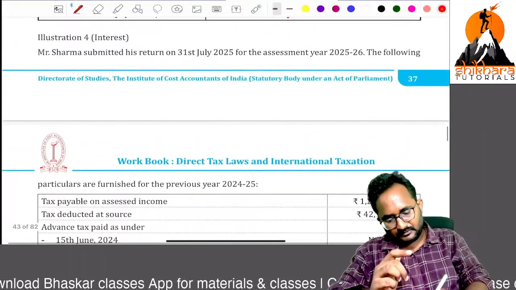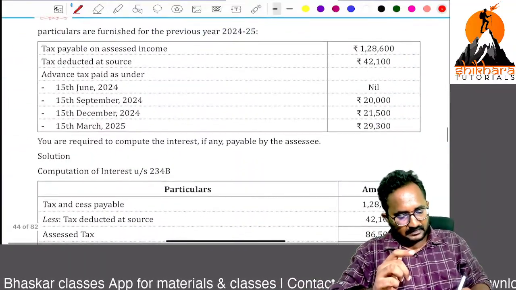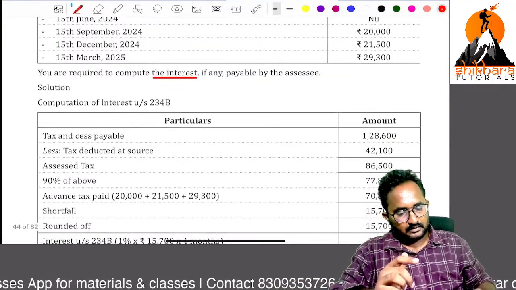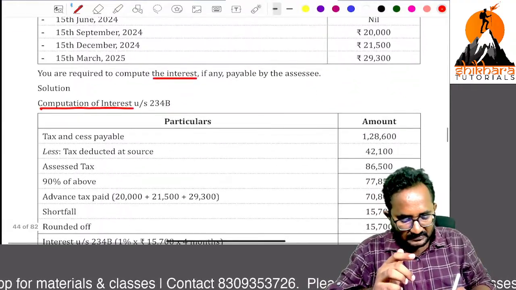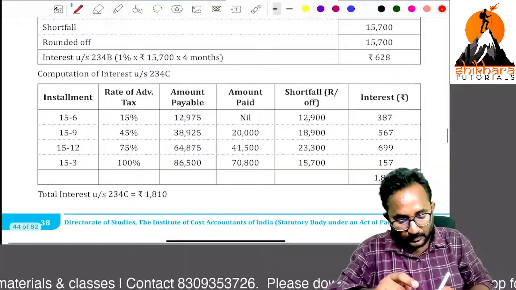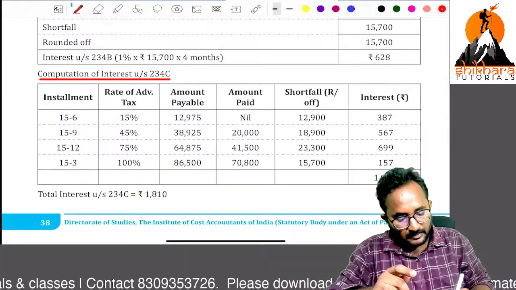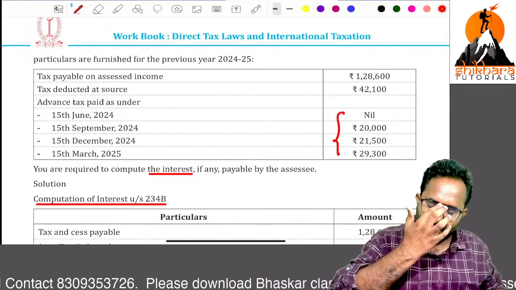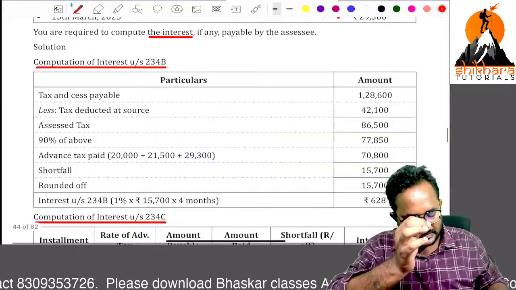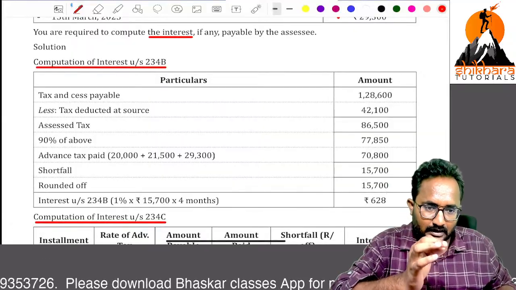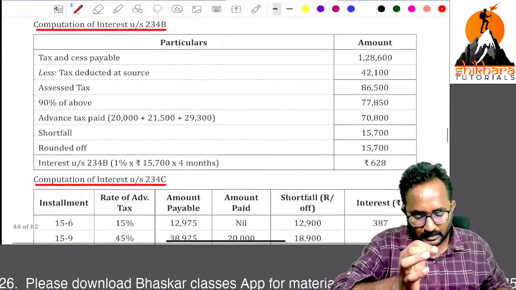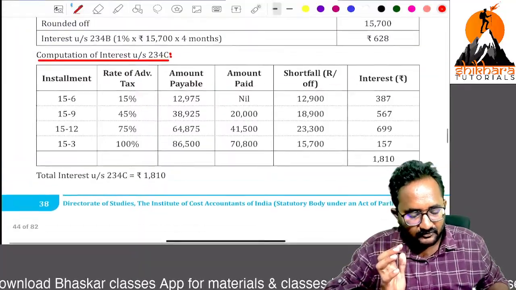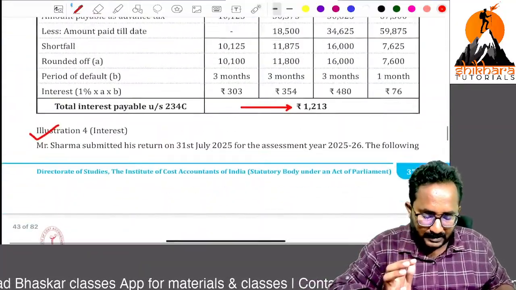This is also a question we have. They are asking for interest, ma. If they are asking for interest here, you have to calculate two things: 234B interest as well as 234C interest. Sir, while calculating 234B, here there is payment of advance tax, ma. So payment of advance tax has happened. You have to check whether a shortfall is there or not. If a shortfall is there, on that we are required to calculate interest. For 234C, if deferment of an advance tax installment has happened, we are required to calculate.